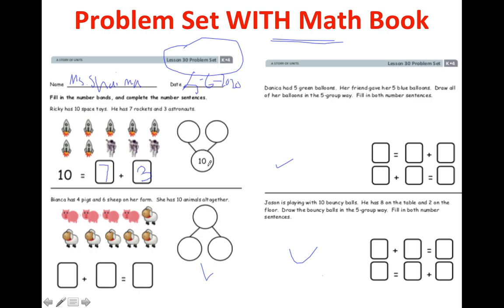And same thing, the number bond reads 10 is the whole and you have the two parts that are missing. So I'm going to put 3 and I'm going to put 7. So I have 3 and 7, that makes it 10. I want you to do the rest of it by yourself. Okay, so let's get started.